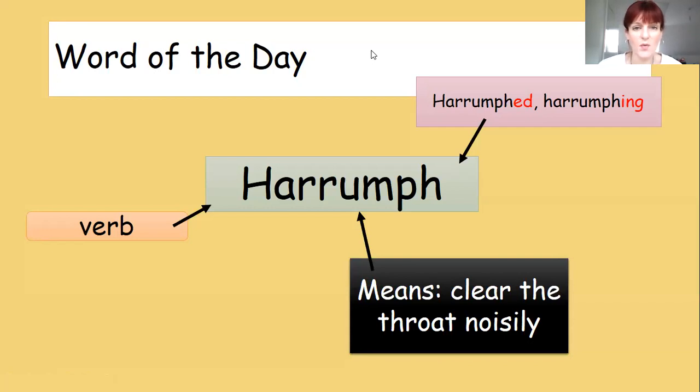We're going to start with today's word of the day, which is harumph. Okay, it means to clear the throat noisily. It is a verb, it's a doing word, and therefore we can put different endings on it to change whether it's in the past, in the future, or if it's happening now. So those words are harumph and harumphing, or he harumphs. Okay, so your sentence might be, he harumphed and said, "Oh, very well then," or something like that. It's where you clear your throat. Please, can you write a sentence using this word?